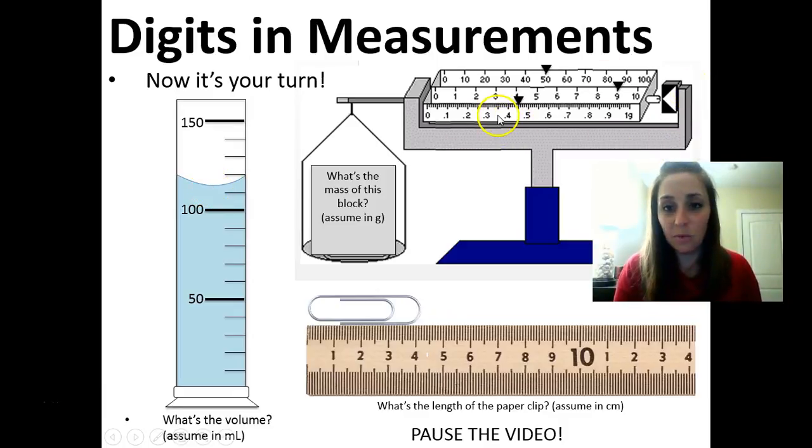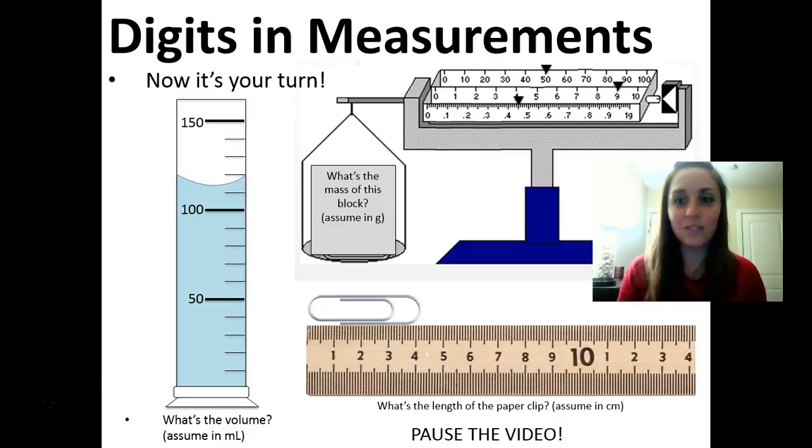Here's a scale, which we don't really use too much now that we have a bunch of electric balances, but notice it goes biggest to smallest quantity, so you have to read all 3 marks, and then here's the smallest so you can make your estimated digit here. And then here's a ruler showing centimeters. I want you to tell me how long is this paper clip. So go ahead and pause the video, and as soon as you're done answering these 3, we'll hit play and we'll go over the answers.